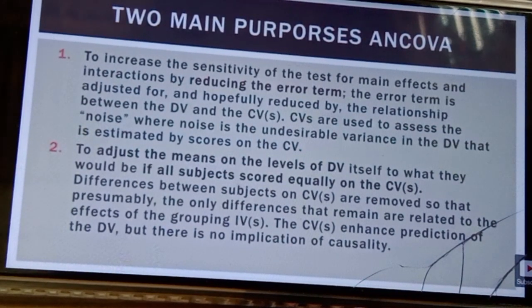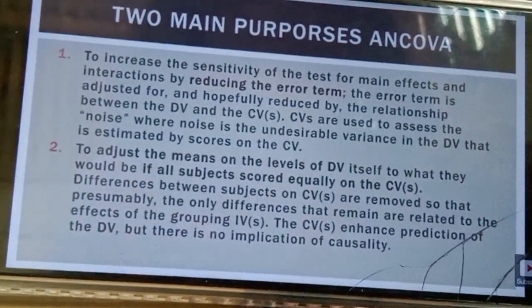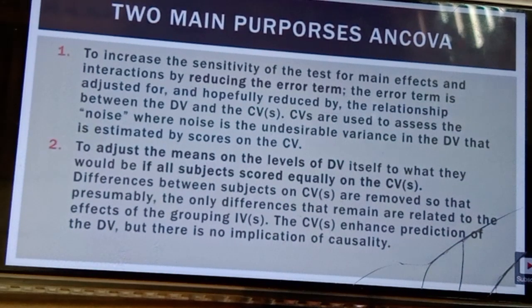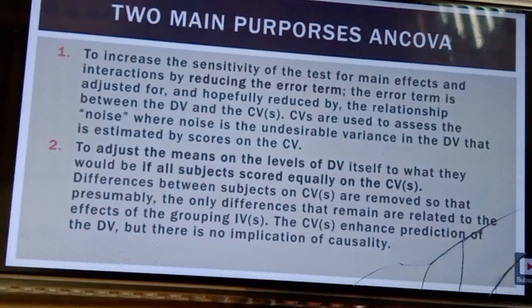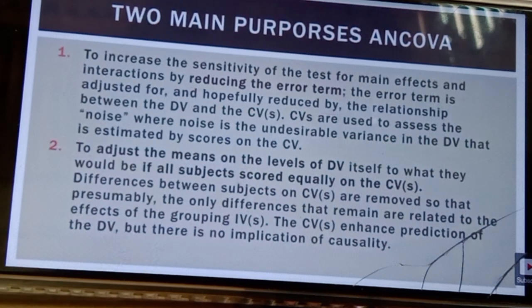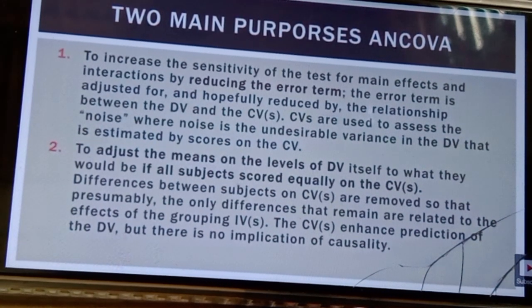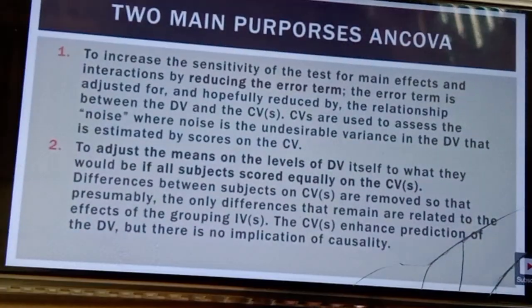CVs are used to assess the noise, where noise is the undesirable variance in the DV that is estimated by scores on the CV. The second purpose is to adjust the means on the levels of the DV itself to what they would be if all subjects scored equally on the CVs.